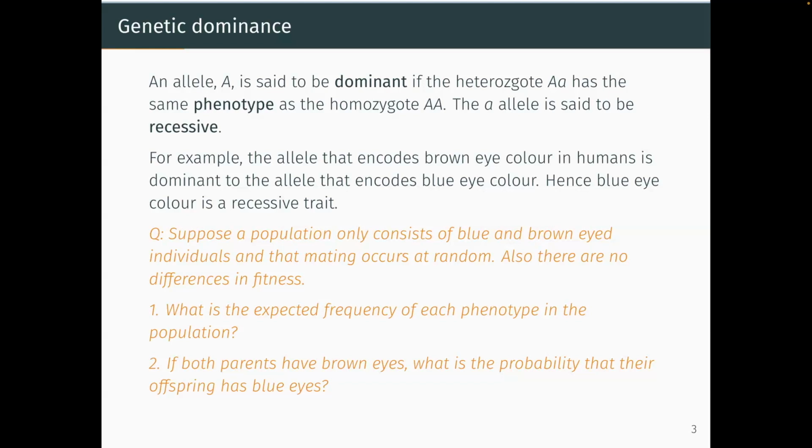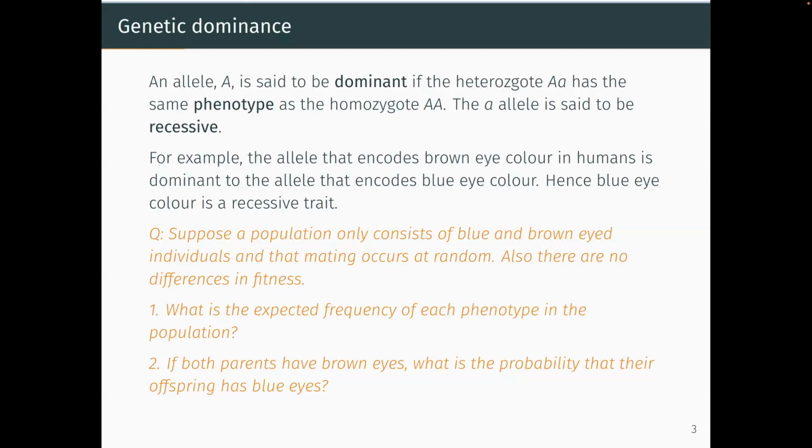Also, there are no differences in fitness, we're going to assume, between blue and brown-eyed individuals. And we're going to assume as well, I haven't put it on here, that the alleles encoding for brown and blue eyes have been in the population for a really, really long time, so that they've both settled down to 50-50 frequency, okay? So they're both at equal frequencies in the population.